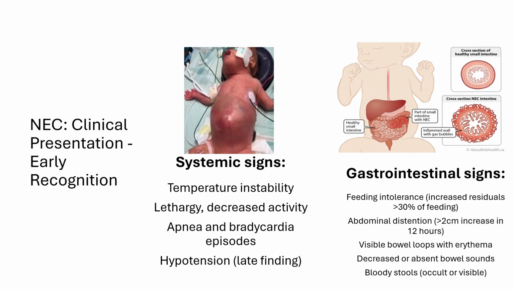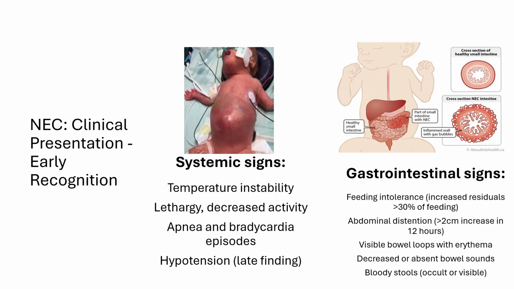Temperature instability occurs because inflammatory mediators from the damaged intestine affect the infant's immature temperature control system. Lethargy develops as cytokines impact brain function and energy metabolism becomes compromised. Those apnea and bradycardia episodes that you might initially attribute to prematurity are often early warning signs of inflammatory mediators affecting respiratory and cardiovascular systems.